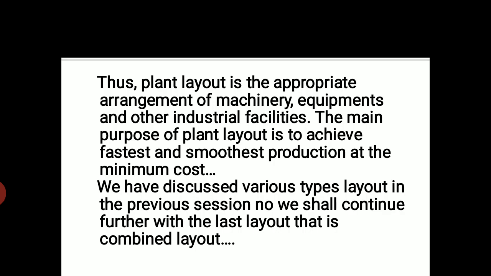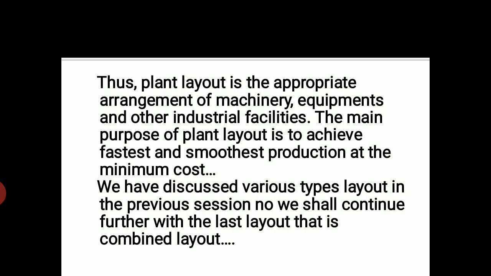The main purpose why the arrangement of the machinery, facilities or equipment is required, the ultimate purpose, is to have the fastest, the smoothest and the cost effective production. That means something which is done at the minimum cost. If you want to achieve this, you need to have the appropriate arrangement of all these things, right? And for that purpose the plant layout is being done.